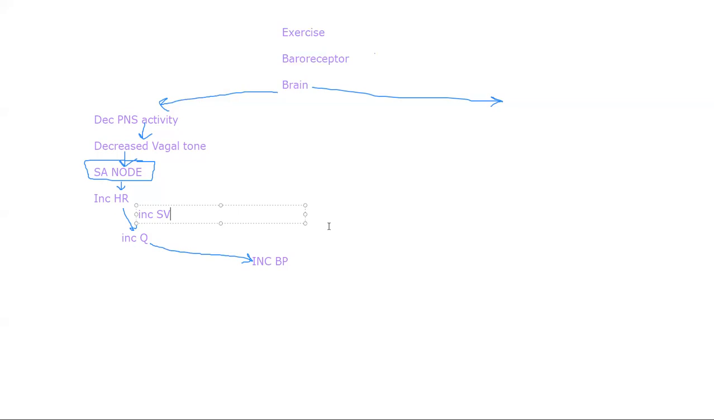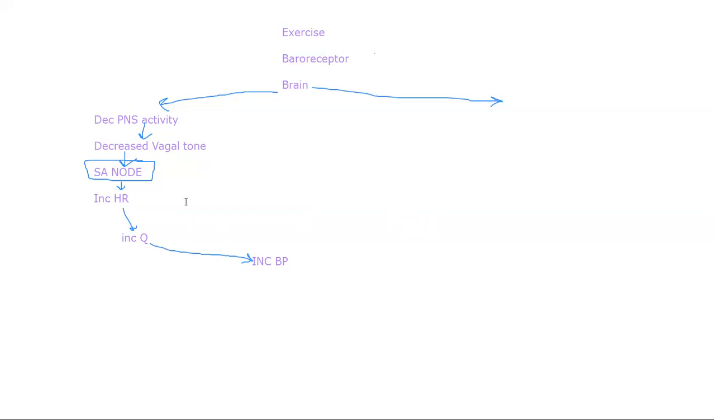What does stroke volume depend on? Increase in contraction strength. Yes. What's the formula for stroke volume? Stroke volume equals end diastolic volume minus end systolic volume. Is heart rate in there somewhere? Does stroke volume depend on heart rate? No, it does not. Sorry.